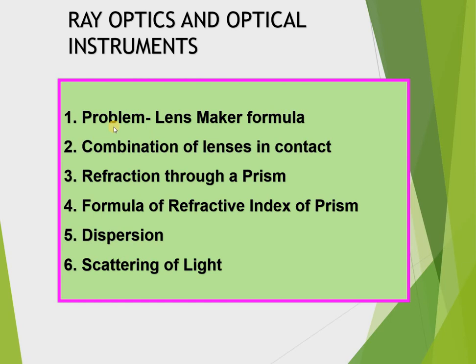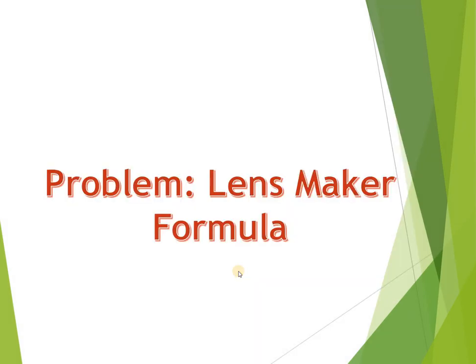In this lecture, we will study the problem of the lens-maker formula. One problem we will take of the lens-maker formula in order to understand the concept better. Then we will study the combination of lenses in contact. We will study refraction through a prism, the formula for the refractive index of a prism, dispersion of white light, and scattering of light. So quickly we'll move on to the problem related to the lens-maker formula.